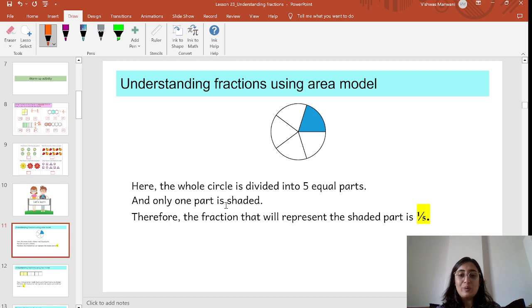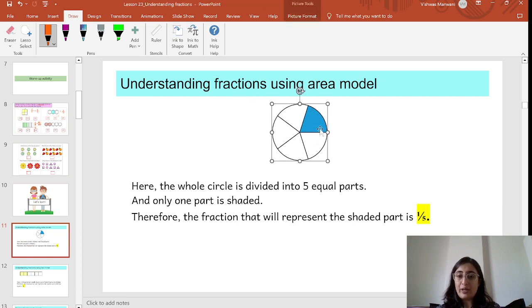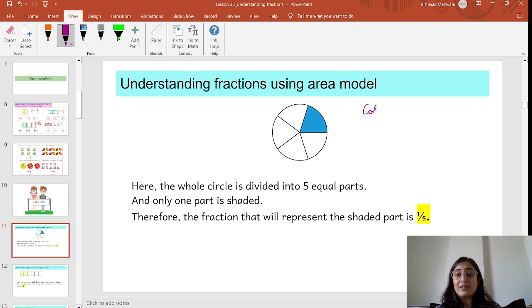Let's continue with something new now. Okay, so here, as you can see, a circle is divided into 5 equal portions, out of which one portion is colored. So if I ask you what fraction of my figure is colored, what will the answer be? Number of colored portions, which is 1, upon total number of portions, which is 5.